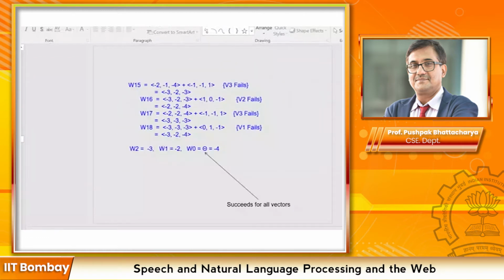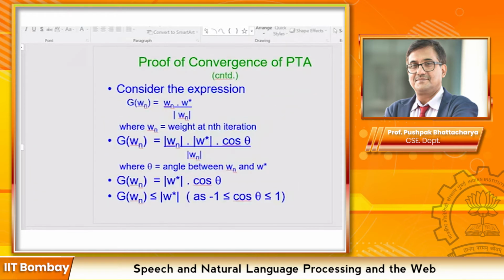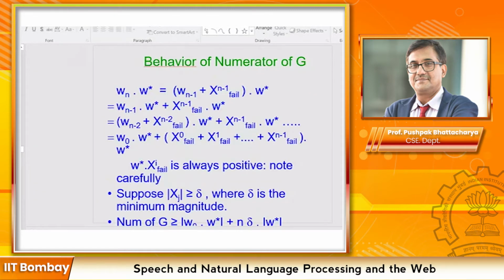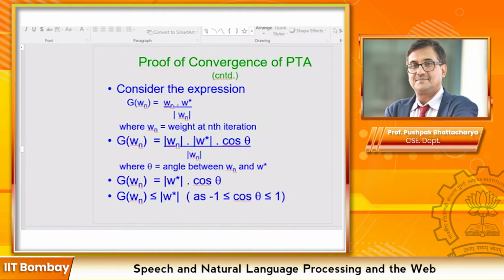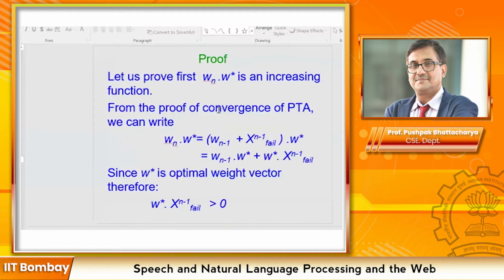And we saw that if the problem is linearly separable, the perceptron training algorithm has to converge. The convergence proof was also given, which is a very elegant proof, where you consider a function G(W_n), which from the nature of the expression is bounded, but if the iteration doesn't stop, then the value will become unbounded. So the iteration cannot really continue. This is a proof by contradiction.